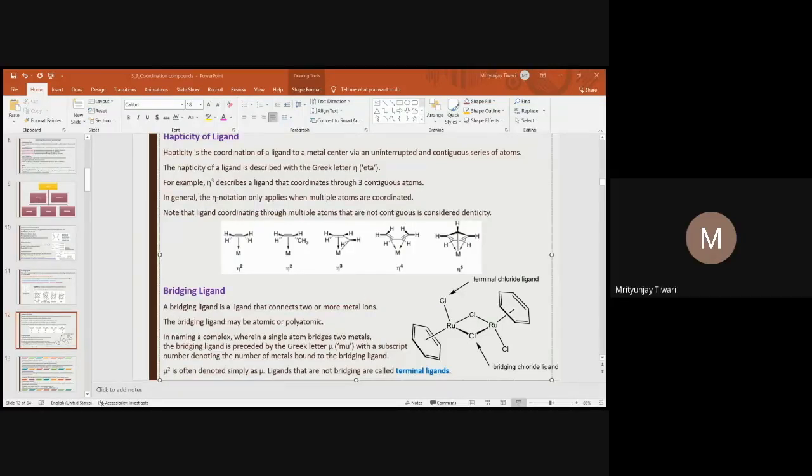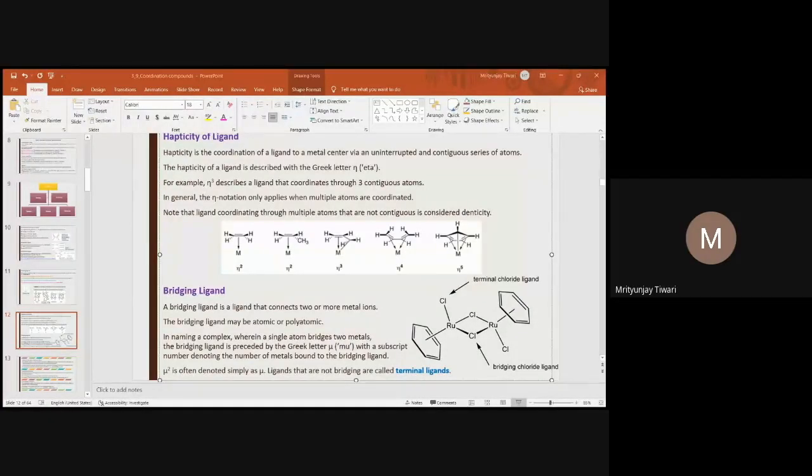Such ligands are called bridging ligands. If you see this complex, you see the fluorine. Fluorine is coordinated to this ruthenium and this ruthenium, two different metal ions. So this fluorine is called a bridging ligand. This fluorine is also a bridging ligand, since it is also coordinated to two different metal ions. The bridging ligand may be atomic or polyatomic. Here in this case it is atomic. A carbon monoxide molecule as a bridging ligand would be an example of a polyatomic bridging ligand.